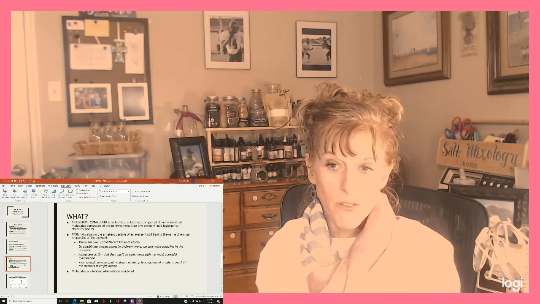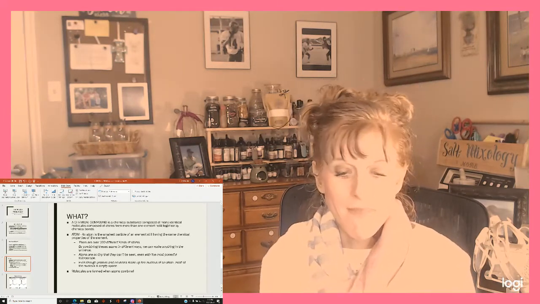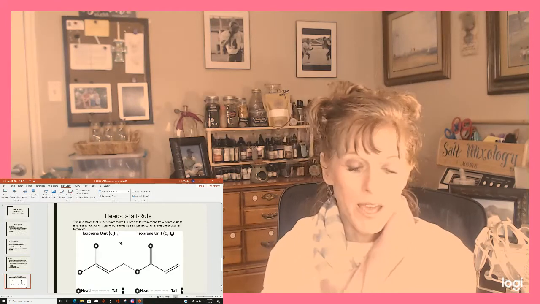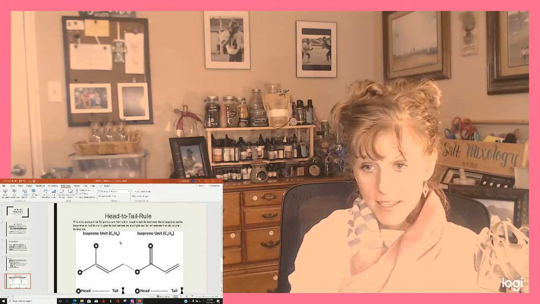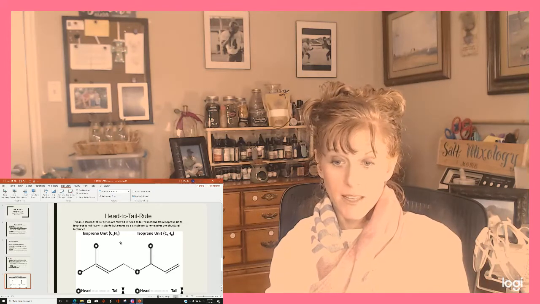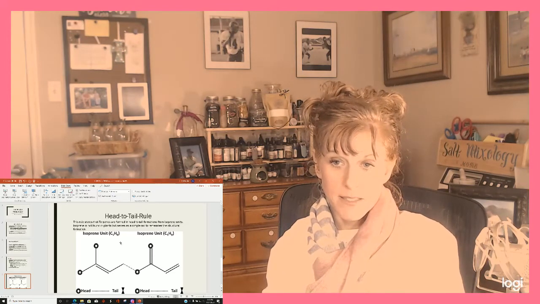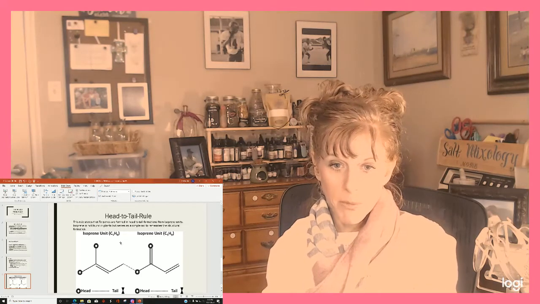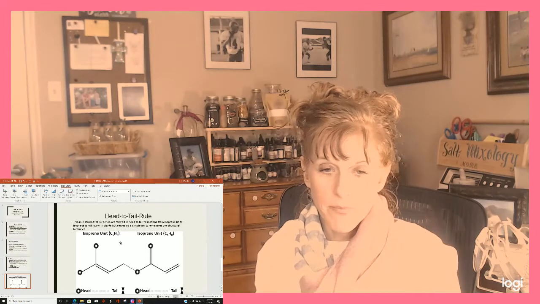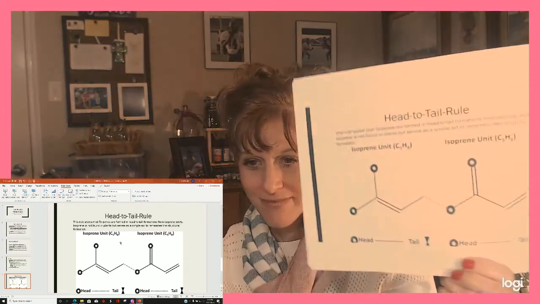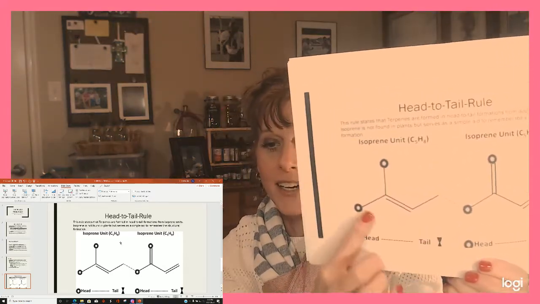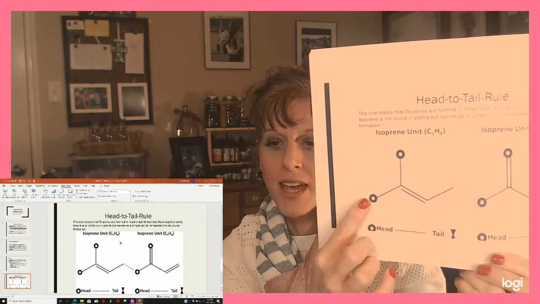Now, I told you I'm going to go over the head to tail rule, which simplifies things even further. This rule states that terpenes are formed in the head to tail formation from isoprene units. Can you see the formations on the little PowerPoint that I put together? You can see here the head, and the tail.